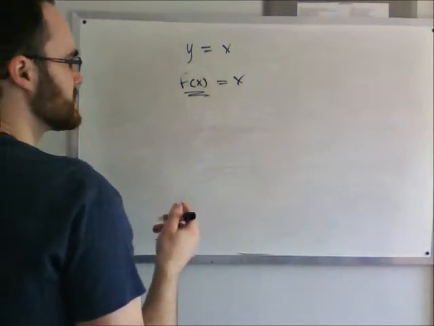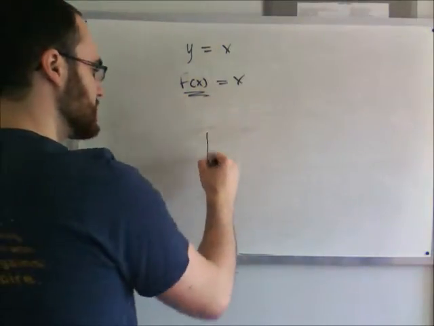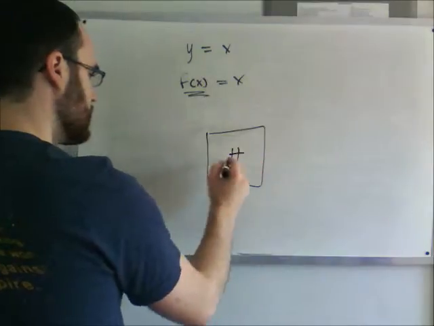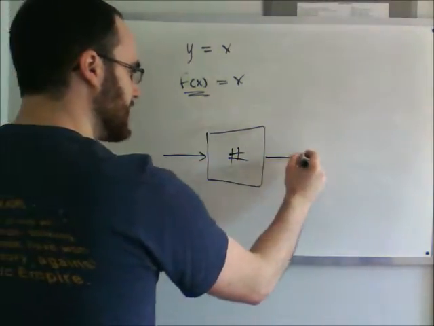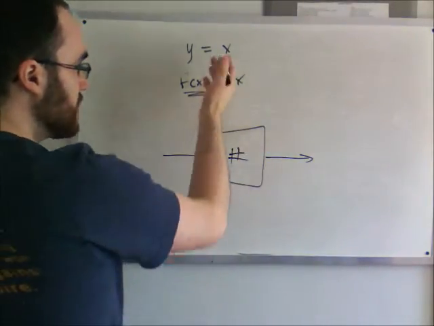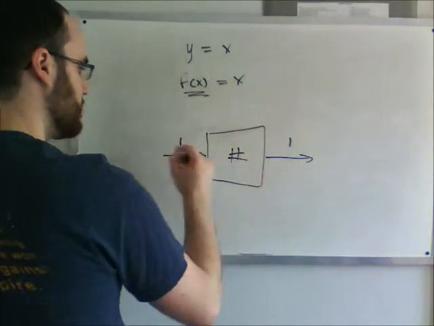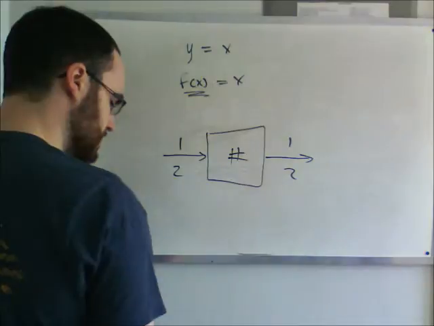Basically, what this is, it's sort of like a machine. It's like this big box. This is our machine, our number machine. If I plug in a certain number, I get out a certain number. In the y equals x case, if I plug in 1 in here, I get 1. If I plug in 2, I get 2, etc.